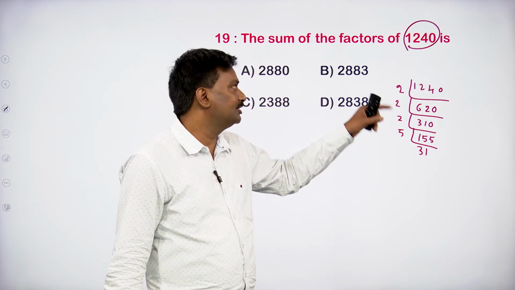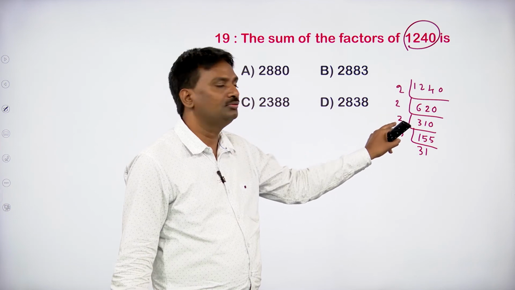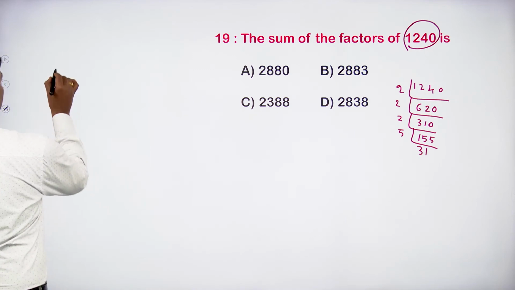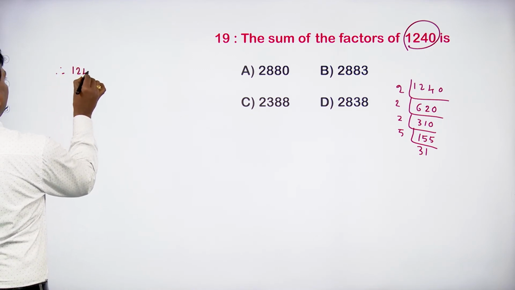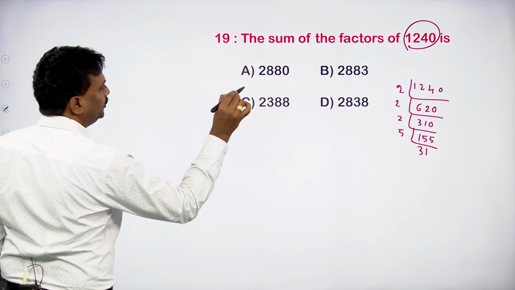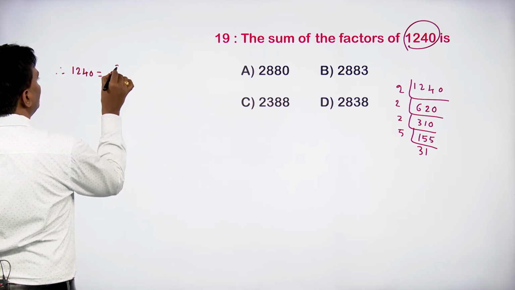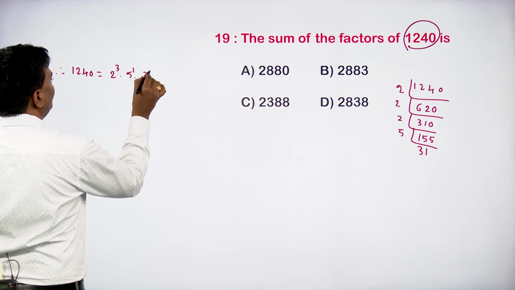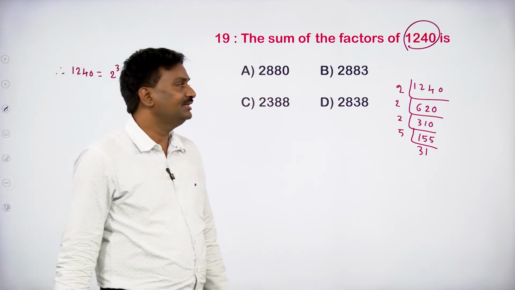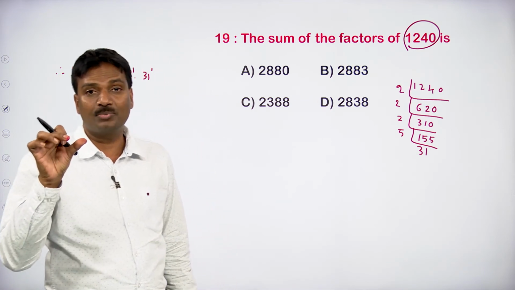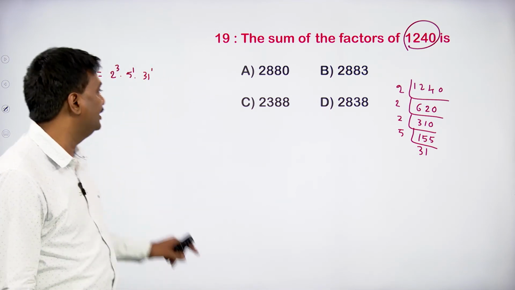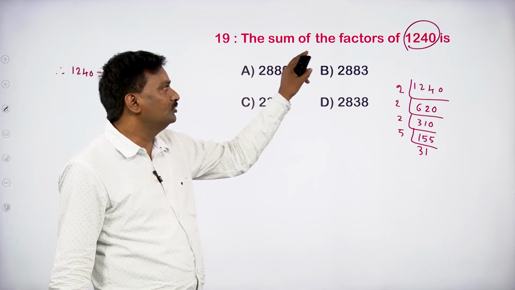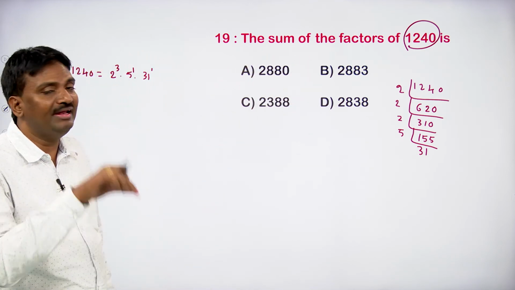So that's why we can express 1240 as 2 into 2 into 2, 2 cube into 5 power 1 into 31 power 1. By expressing the given number 1240 as the product of prime numbers, we have gotten 2 cube into 5 power 1 into 31 power 1. According to the problem, we have to find the sum of the divisors.